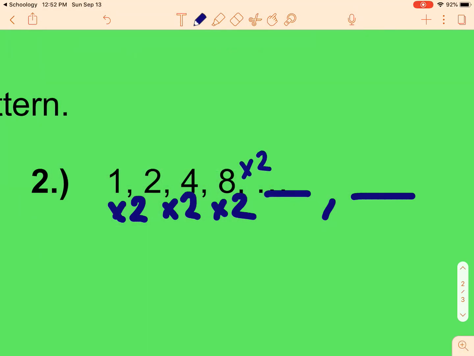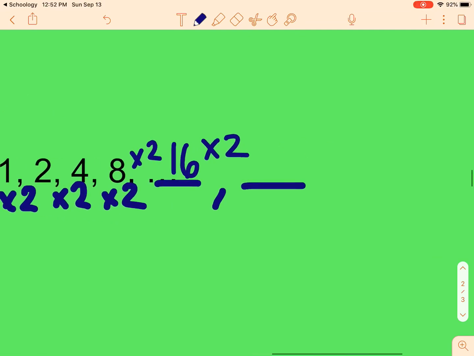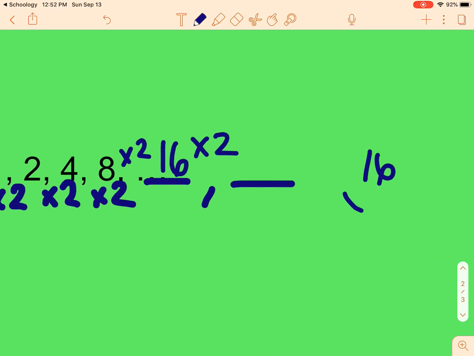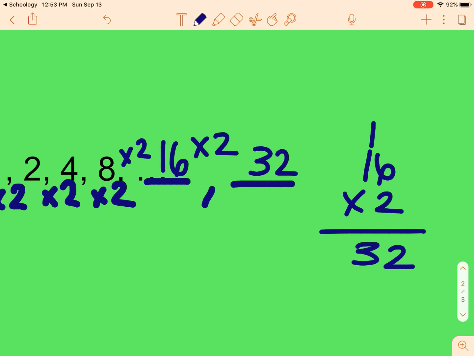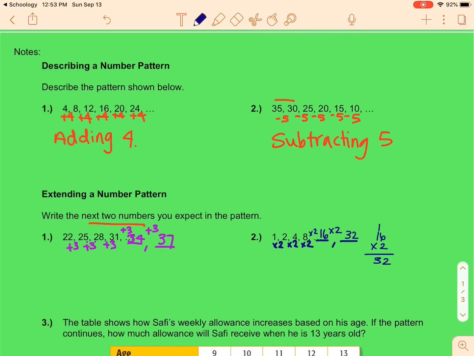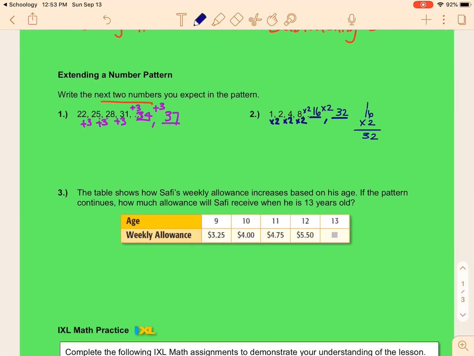8 times 2 gives me 16. 16 times 2, if you don't know it off the top of your head, don't worry, you can just do the multiplication. 6 times 2 is 12. 2 times 1 is 2, plus 1 is 3. 32. So I have my next two numbers I expect to see.